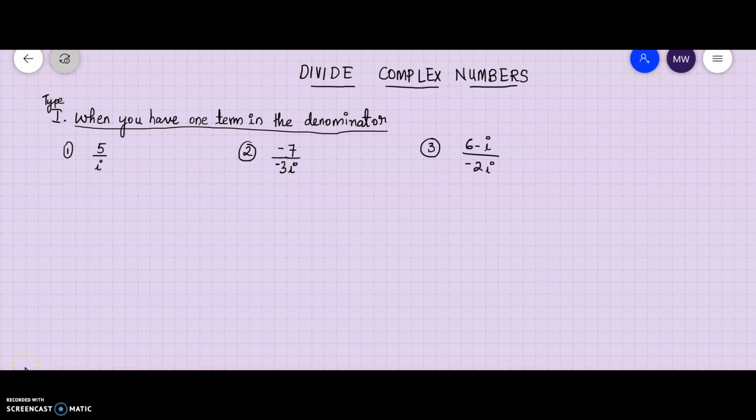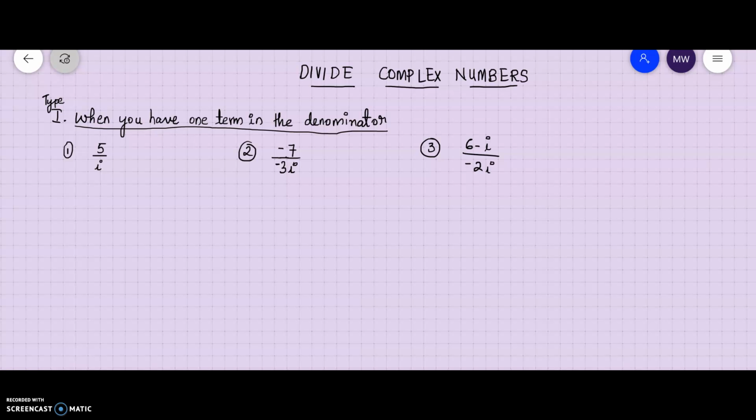Hi, in this video we are going to discuss how to divide complex numbers. I have separated the questions into two types. The first type is when you have only one term in the denominator. What do you do? First, question number 1, we have 5 over i. There is only one term in the denominator.